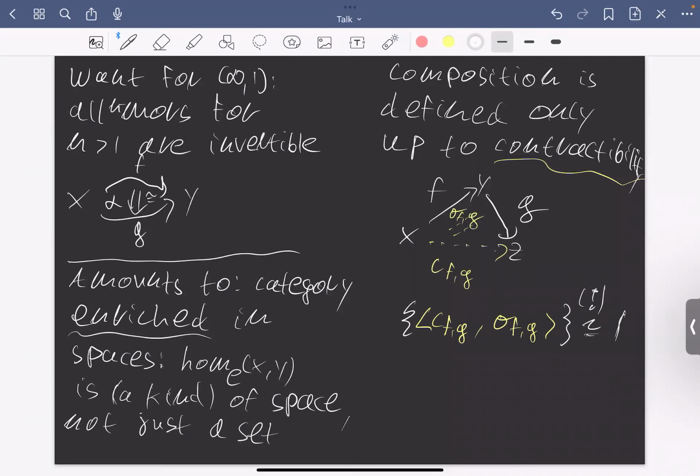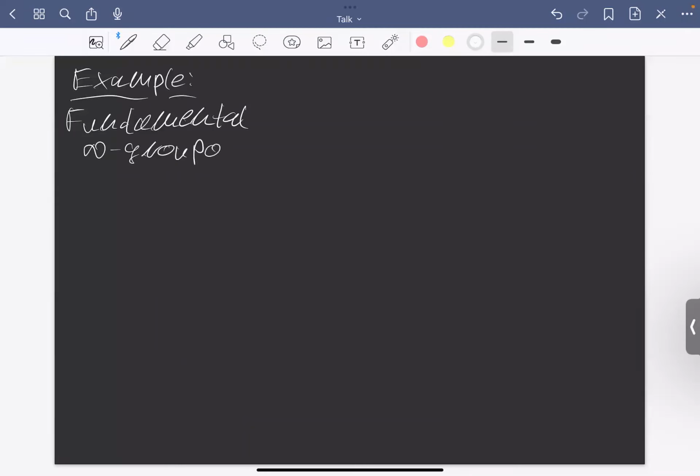So an example of such an infinity one category is given by the fundamental infinity groupoid of a topological space. So in fact, that will even be more than just a category. It will be an infinity groupoid. So how is that defined? And again, this is more of a sketch than a definition, but it's supposed to illustrate that it's a natural notion to consider. So it's the fundamental groupoid pi infinity X of a space X.